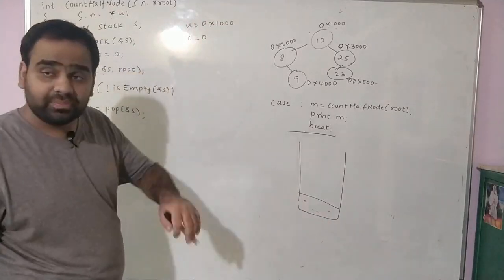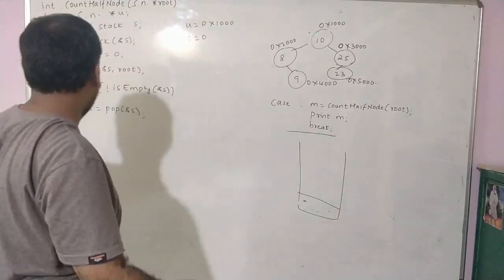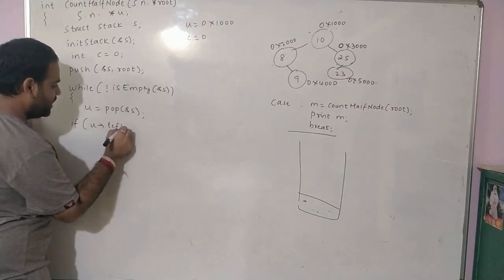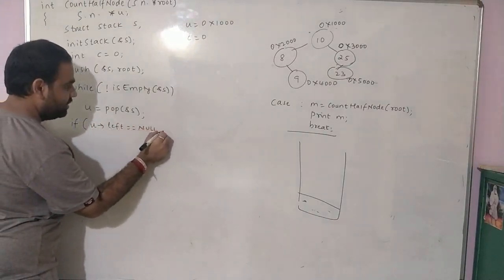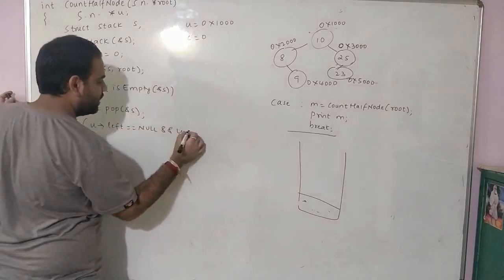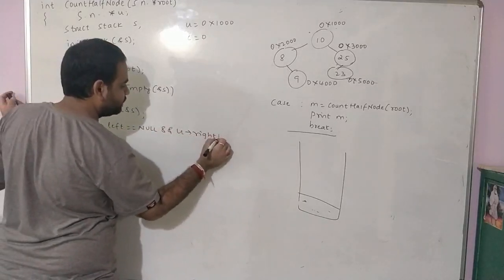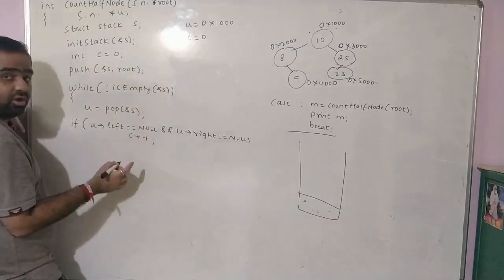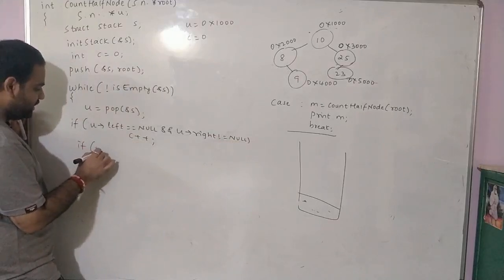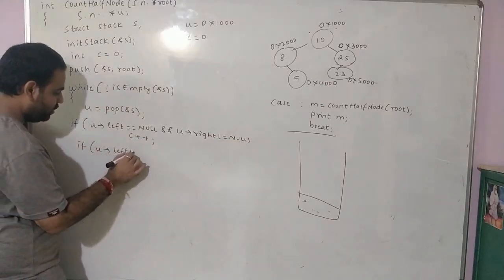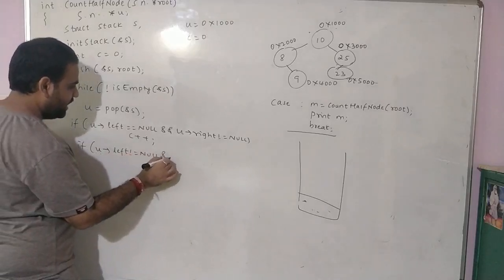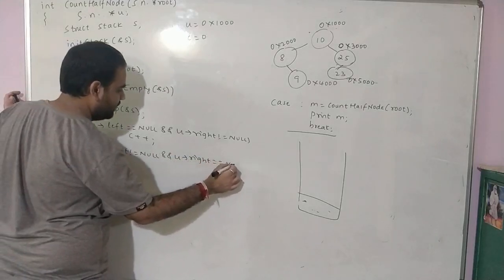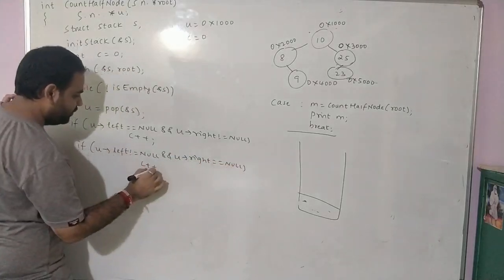Now check, is this 1000 a half node or not? And how do we check it? We say if u arrow left equal null and u arrow right not equal to null, then we say count plus plus. Or there might be another condition, if u arrow left not equal to null and u arrow right equal null, that means it is also a half node, therefore we will increment the count.